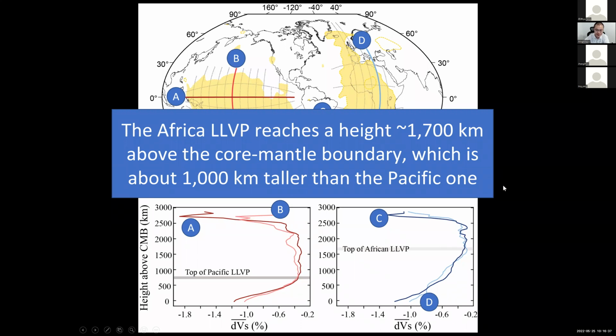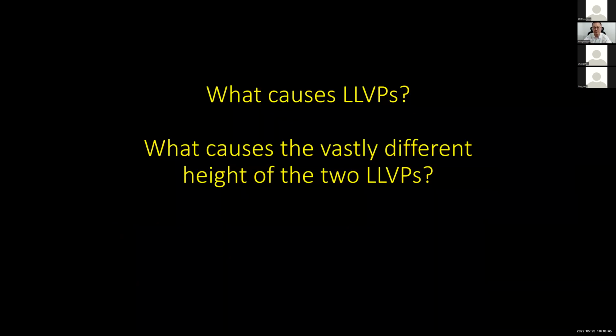This is very, very interesting. 1,000 kilometers is a very long distance. It is a really big deal. Okay, so then the question is, what causes LLVPs? And the next question is, what causes the vastly different heights of the two LLVPs?